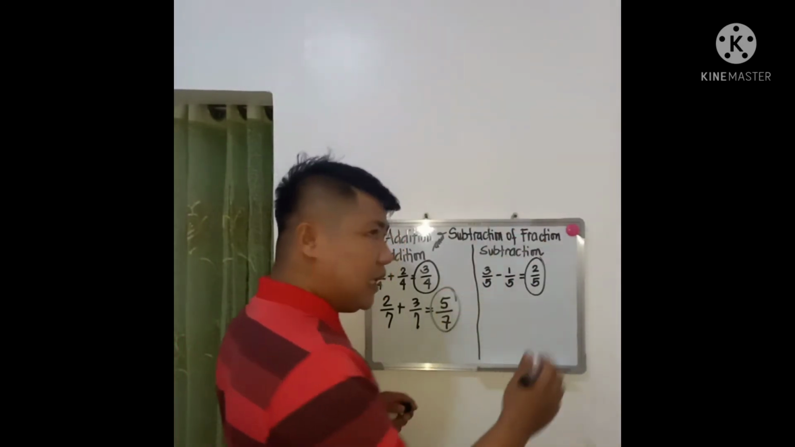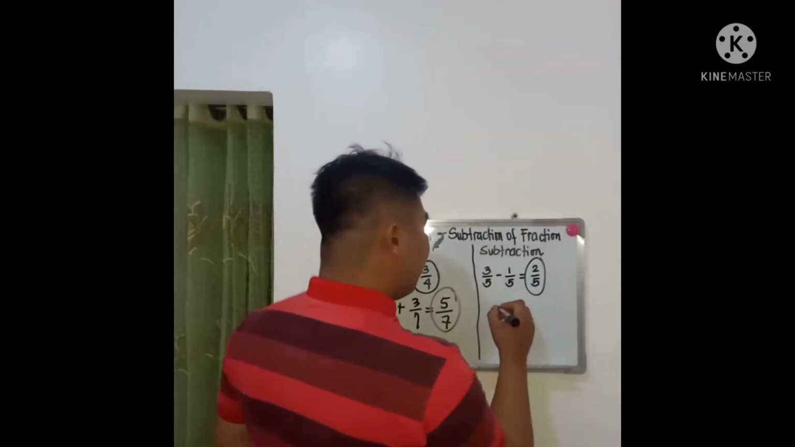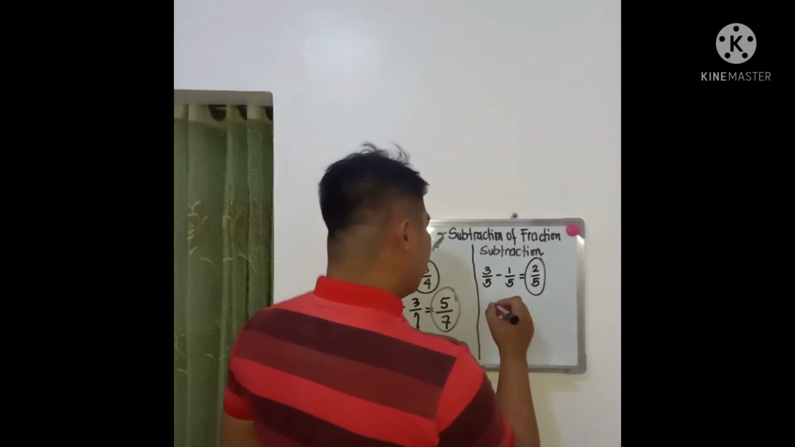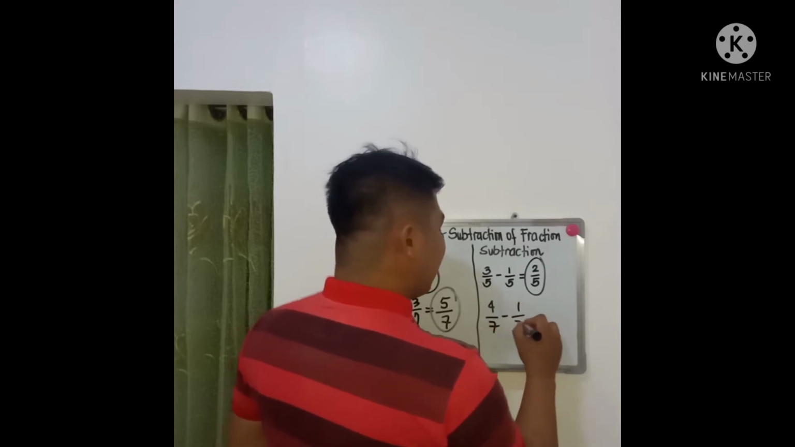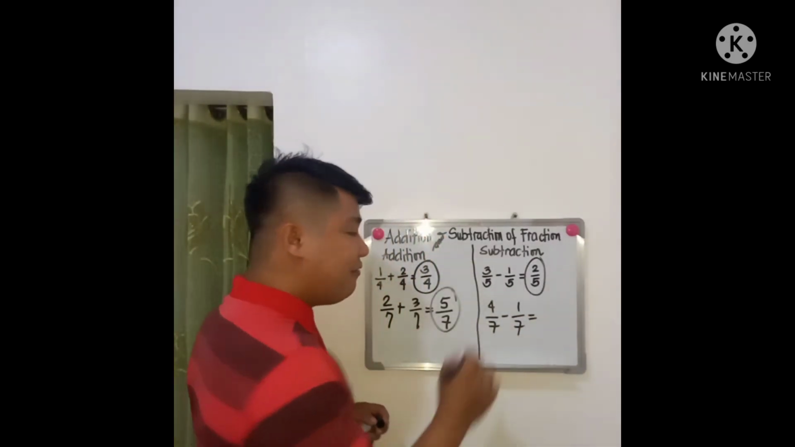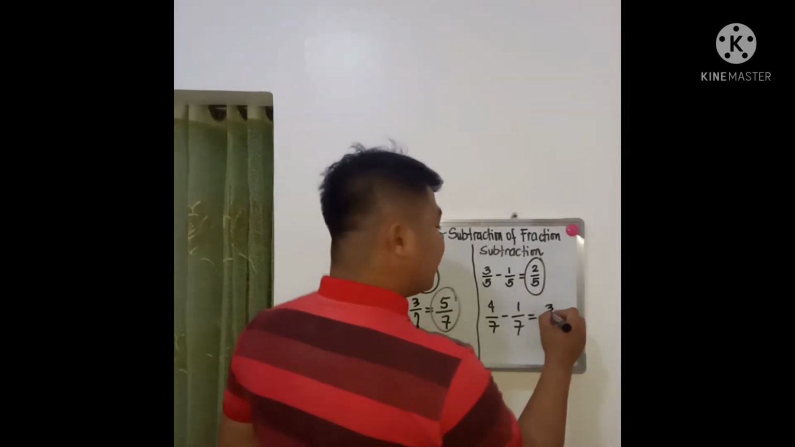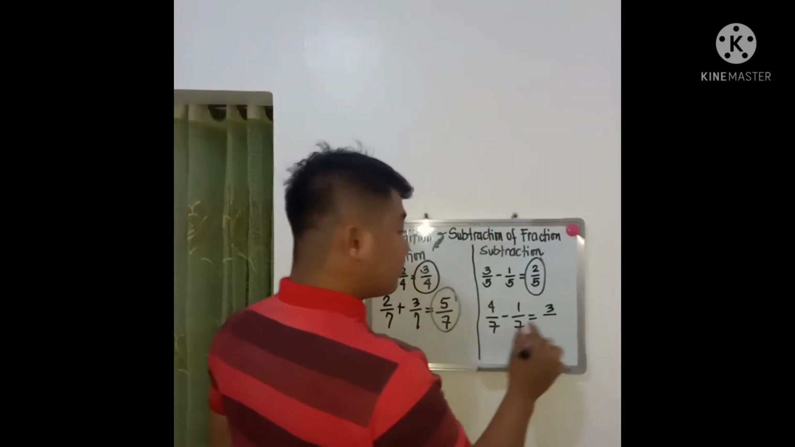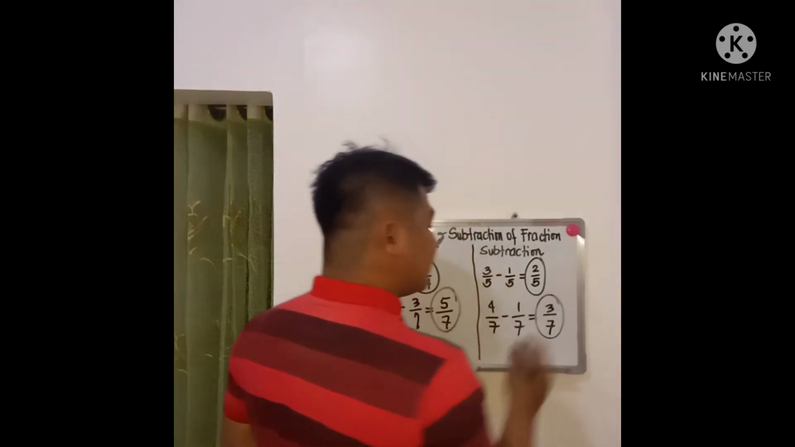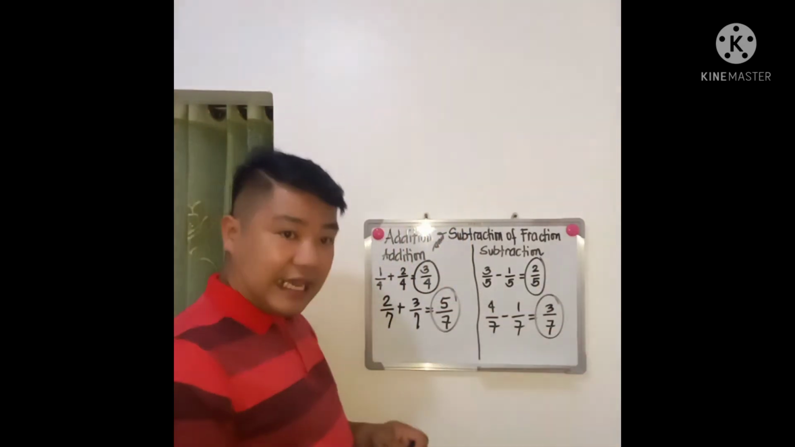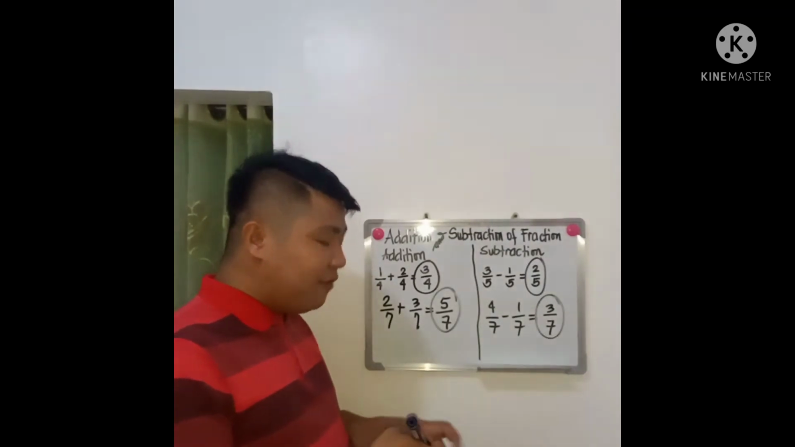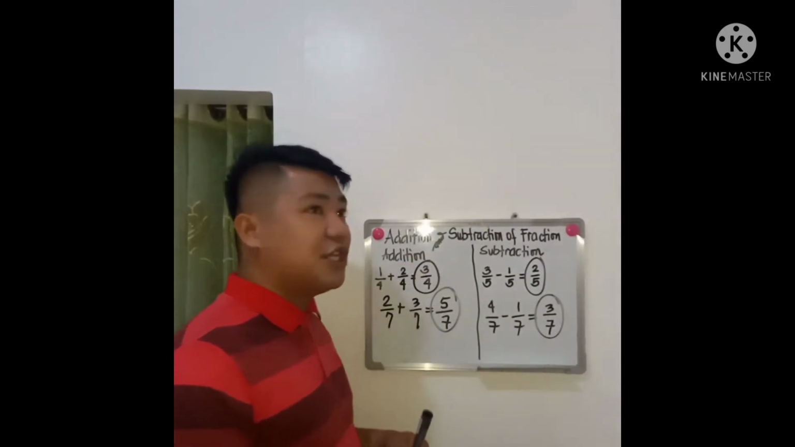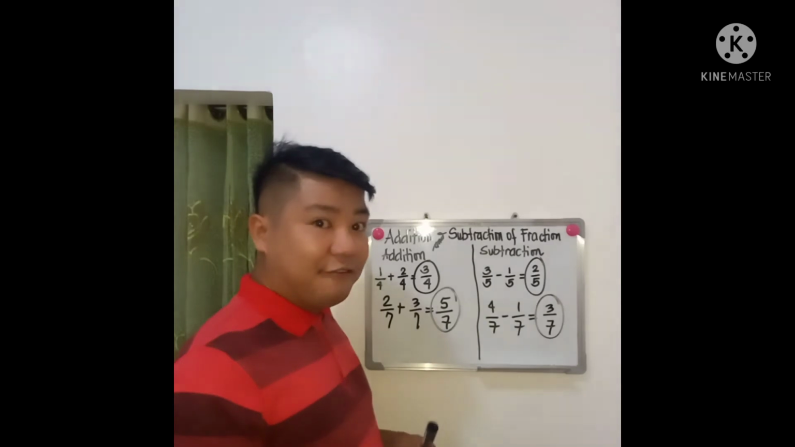And then in the subtraction also, let's try to have here 4/7 minus 1/7. So you will have 4 minus 1, that is 3, over, copy the denominator, 7. So you have 3/7 as your difference. So that is how easy it is to do addition and subtraction of similar fractions.